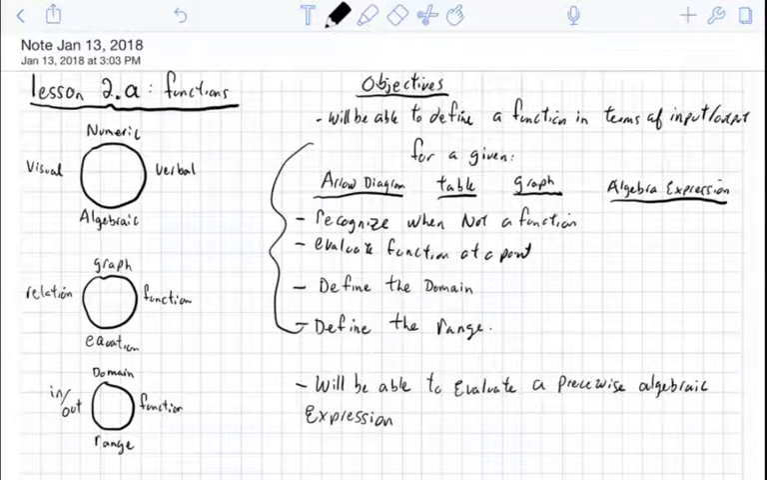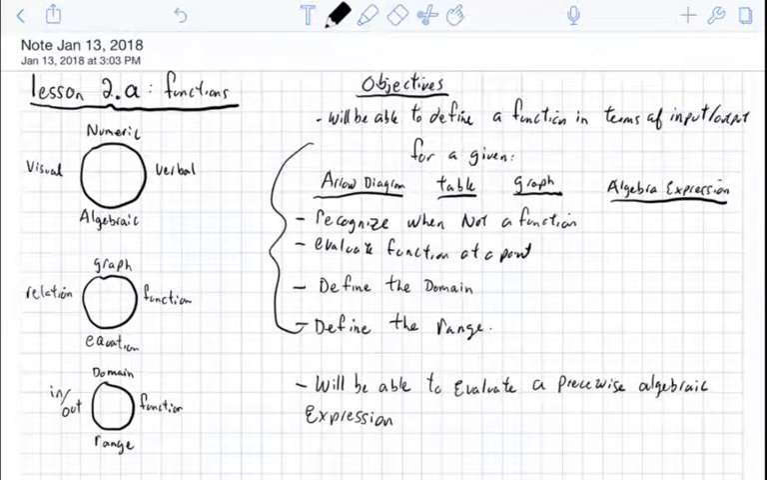Right. This is lesson 2.8 on functions. Once you watch this video, you'll be able to define what a function is in terms of inputs and outputs, what makes a function. And then we have different ways of describing functions. So for an arrow diagram, I want you to be able to recognize when it isn't a function, how to evaluate it at a given point, and define the domain and the range of the arrow diagram.